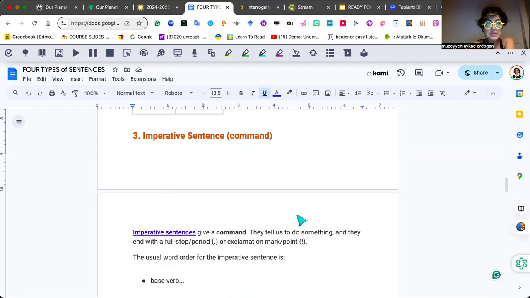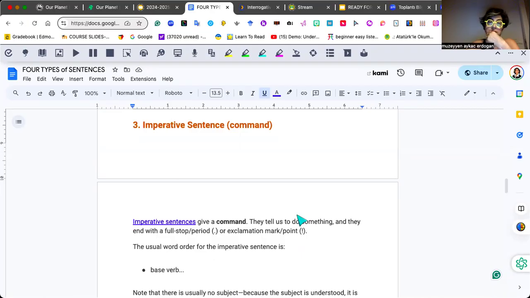Şimdi bir sonraki, the third type of the sentences is imperative sentences. We use imperative sentences to give command or to give the direction, to give instruction. Sometimes it may be an advice, some advice, okay, to give advice for some people.